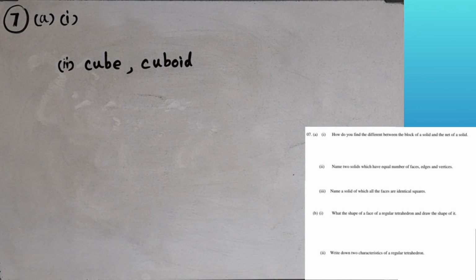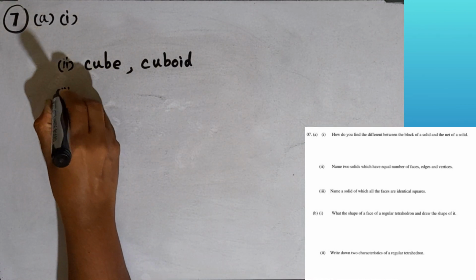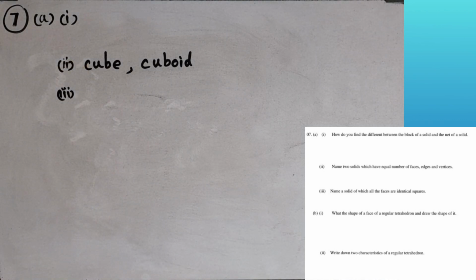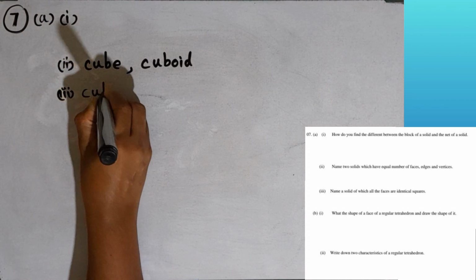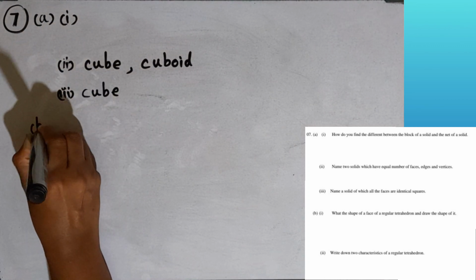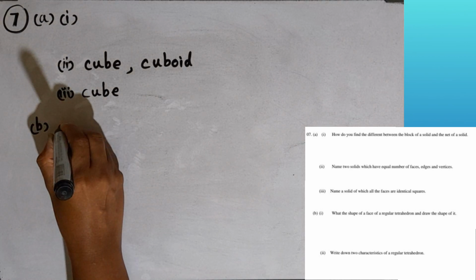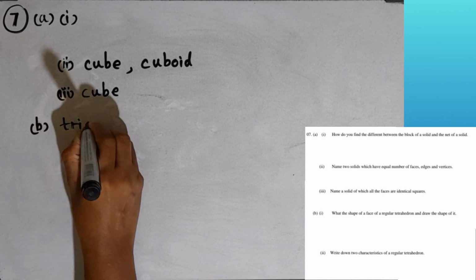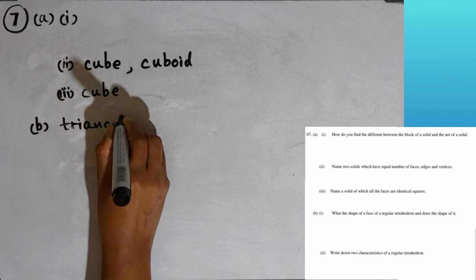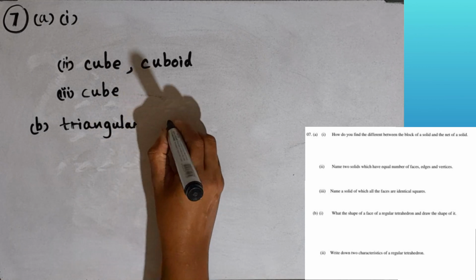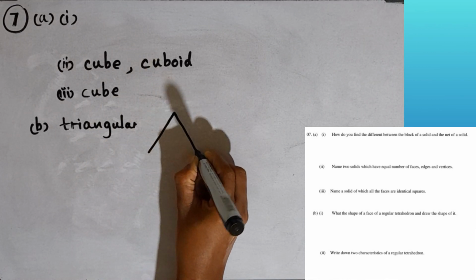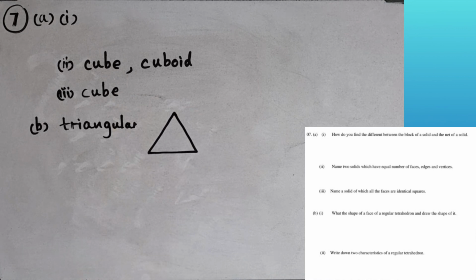Then in third question here, name a solid of which all the faces are identical squares. That is the cube. Then in B part, first question, what is the shape of a face of a regular tetrahedron, and draw the shape of it. That is a triangular shape. So this is the shape. All the sides in the triangle should be equal in length.